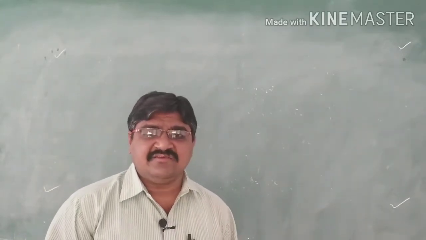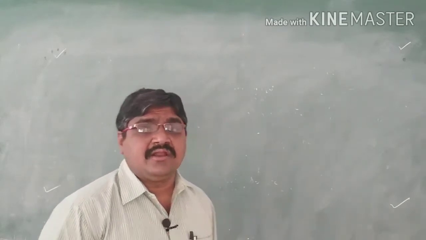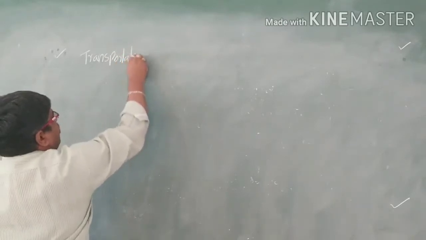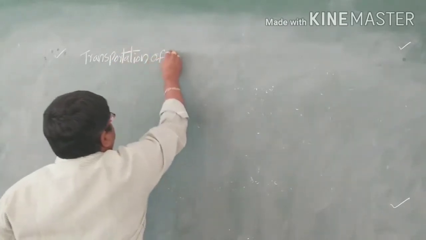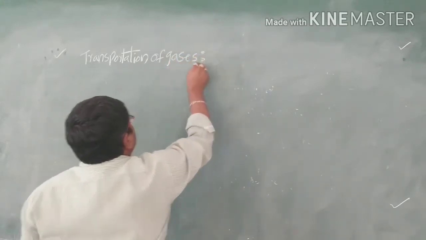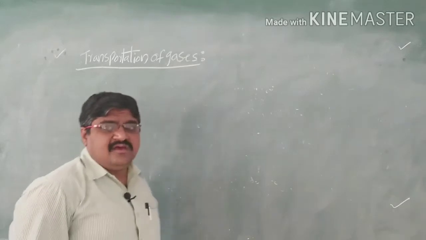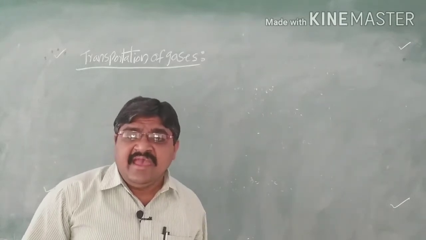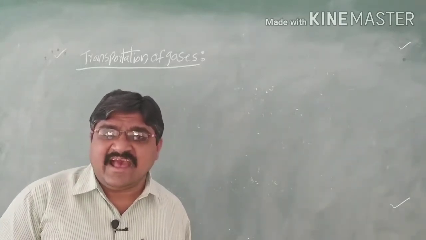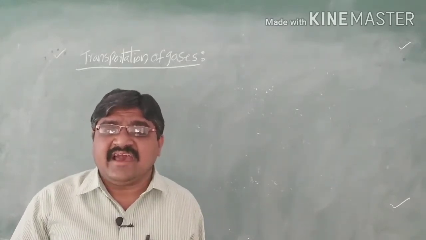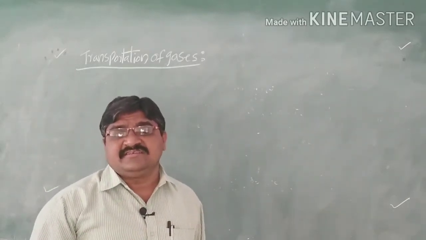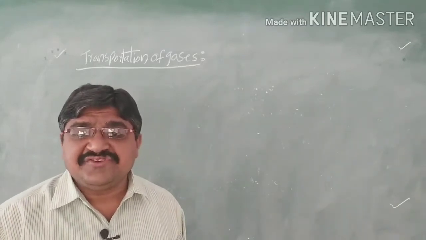Now, coming to the next very important topic, the transportation of gases. How are the gases transported? The name itself indicates how the transportation of gases takes place, that is, from the lungs to the cells. Oxygen is carried from the lungs to the cells, and carbon dioxide is carried from the cells to the lungs. This process we call the transportation of gases.